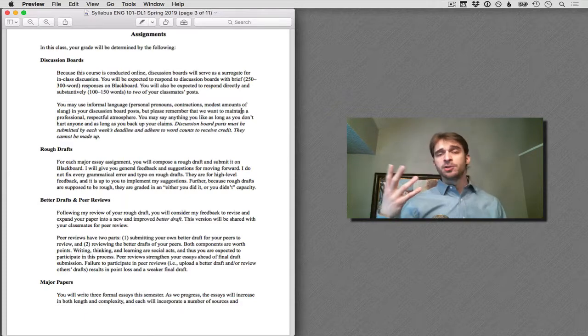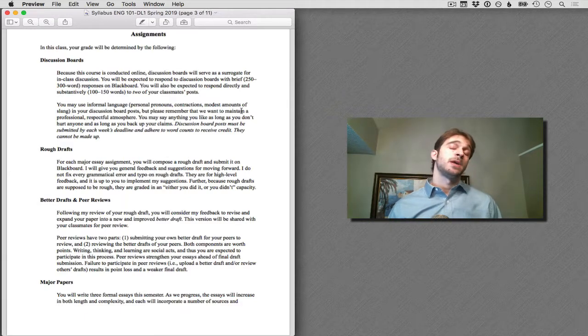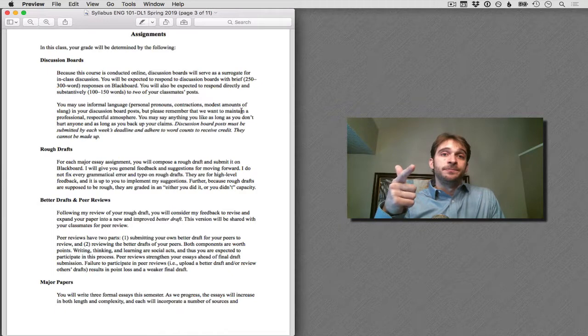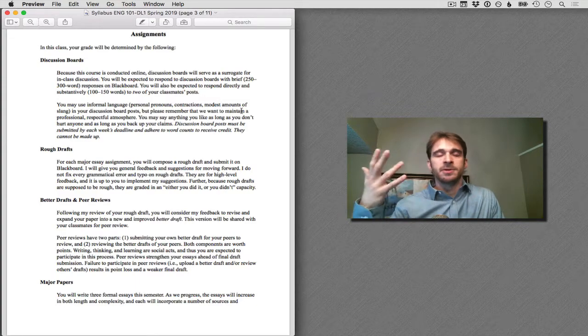Okay, so this is our process for each of the major papers that we're going to write this semester. Rough draft between you and me, better draft between you and your classmates, and then final draft submission. Okay? Once you do this for the first paper, it will make total sense, and it'll be easy to do for the following papers.